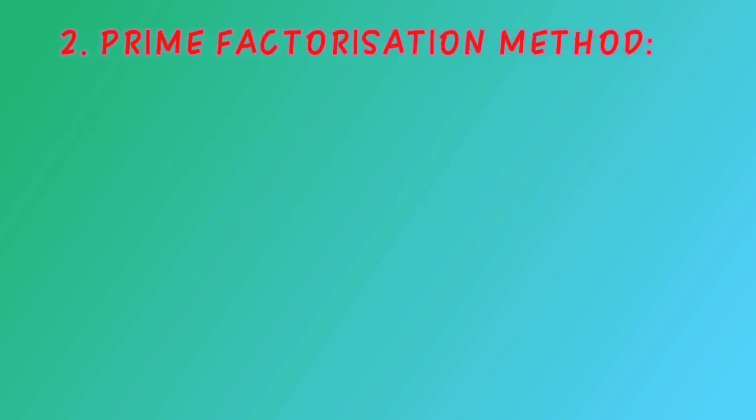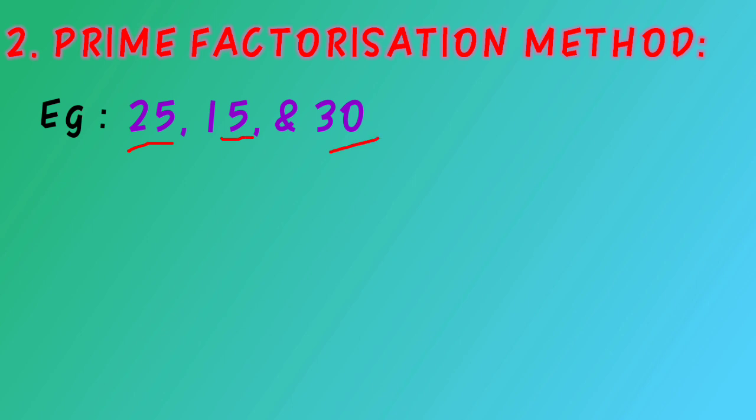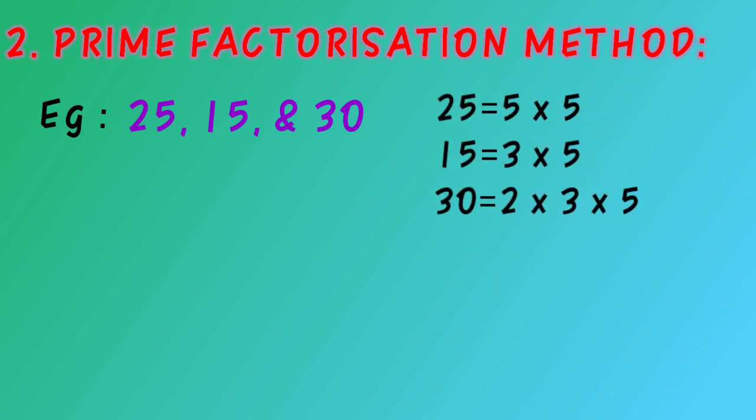Now let's come to the next topic, that is prime factorization. This is a method to find the LCM. To understand this, let's take an example. Three numbers are given, 25, 15 and 30, and we have to find the LCM by the prime factorization method. First, we have to find the prime factorization of the three numbers: first 25, then 15 and similarly 30. We'll write it down. The factors of 25 are 5 into 5, 15 is 3 into 5, and 30 equals 2 into 3 into 5.